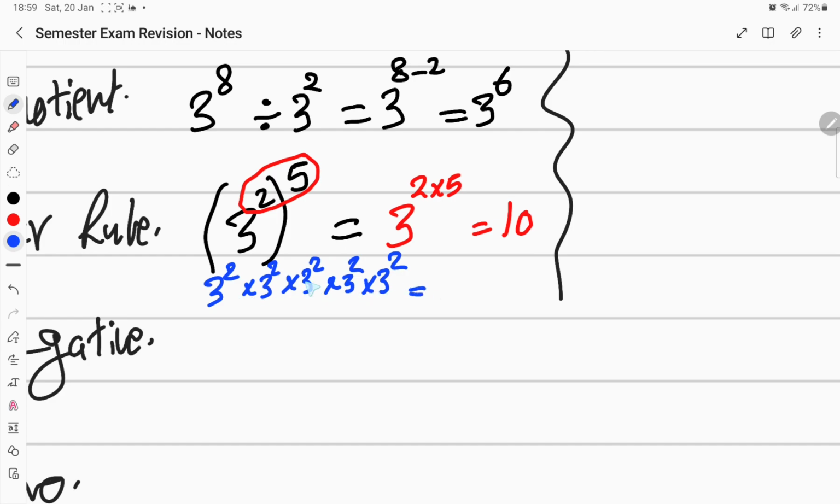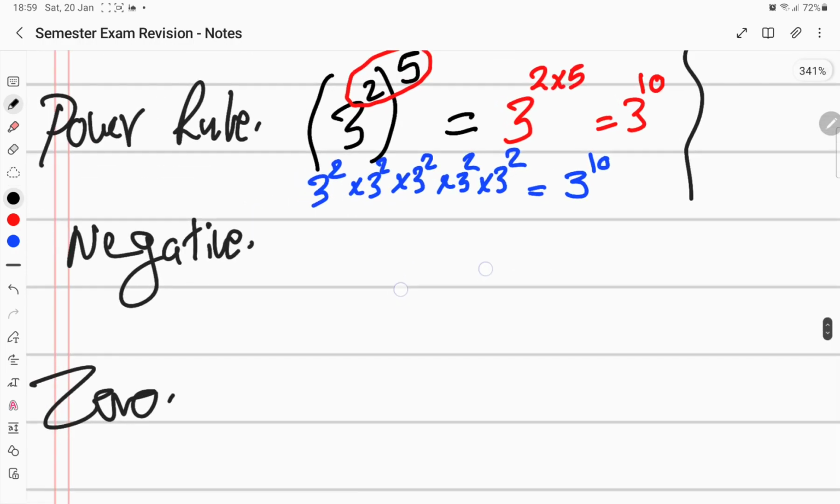In multiplication, we add powers. 2 plus 2 is 4, 4 plus 2 is 6, 6 plus 2 is 8, 8 plus 2 is 10. So this is 3 power 10. So the answer here is 3 power 10. So simply, whenever you have a power above a power, multiply them. 2 times 5 is 10. This is just for understanding.